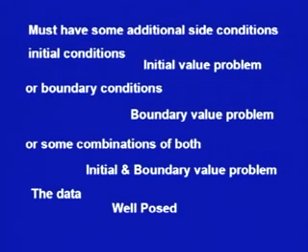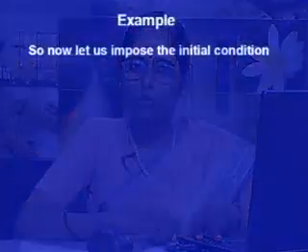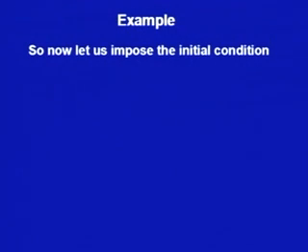Now, coming back to our example, we were talking about the first order wave equation, and we found that a general function f of x minus ct could be a solution of that equation. Now, we want to find a unique solution. So, let us first impose the initial condition. What initial condition would it be here?